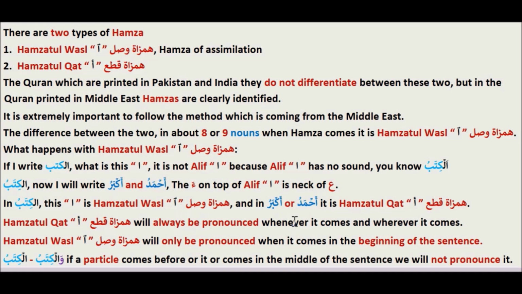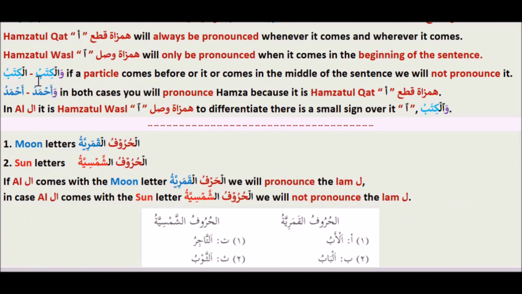And you can differentiate how it is written. Hamzatul Qata will always be pronounced whenever it comes and wherever it comes. Hamzatul Wasl will only be pronounced when it comes in the beginning of the sentence. Al-Kitabu, you will read Al-Kitabu. When we add Waw, Wal-Kitabu. No, this Alif is not read. This is actually Hamzatul Wasl.